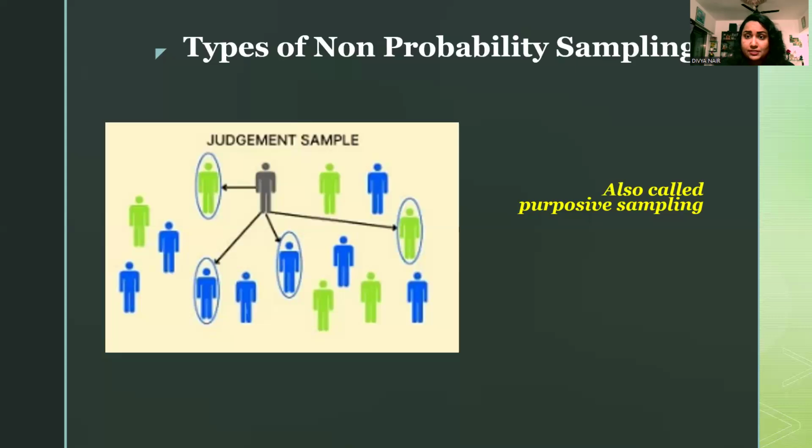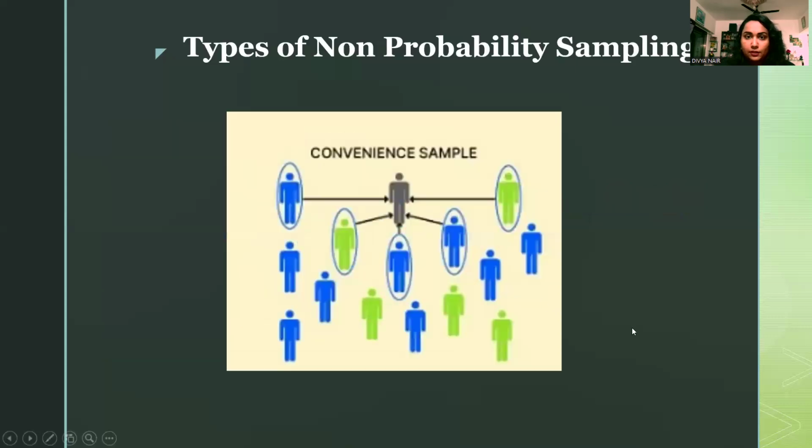Hopefully you all have understood this. Moving ahead to the second type of non-probability sampling, convenience sampling. Convenience sampling, as the name suggests, जो मेरे लिए convenient हो. Usually this is seen in surveys.